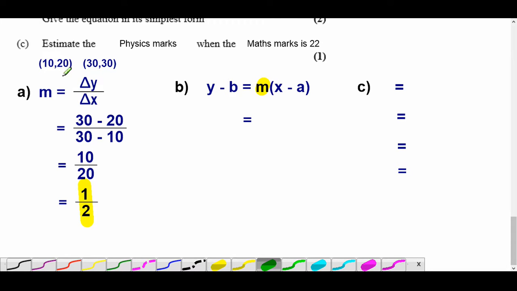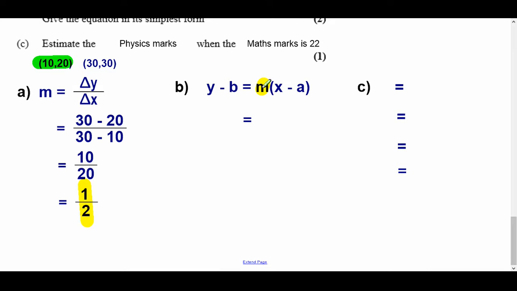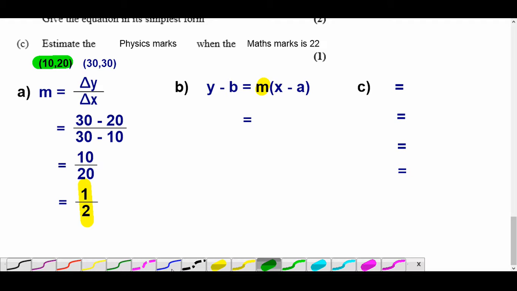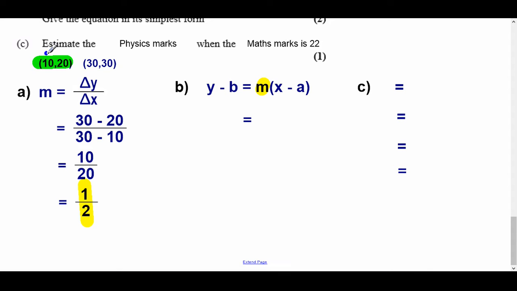And also, you can use either of these 2 coordinates for your a, b. Now, I'm going to use that as my a, and that as my b. Again, you could have used the 30 and the 30, but I'm picking the smaller values. So let's fill it in. So we've got y take b, which is 20, equals a half, then we've got x take 10.